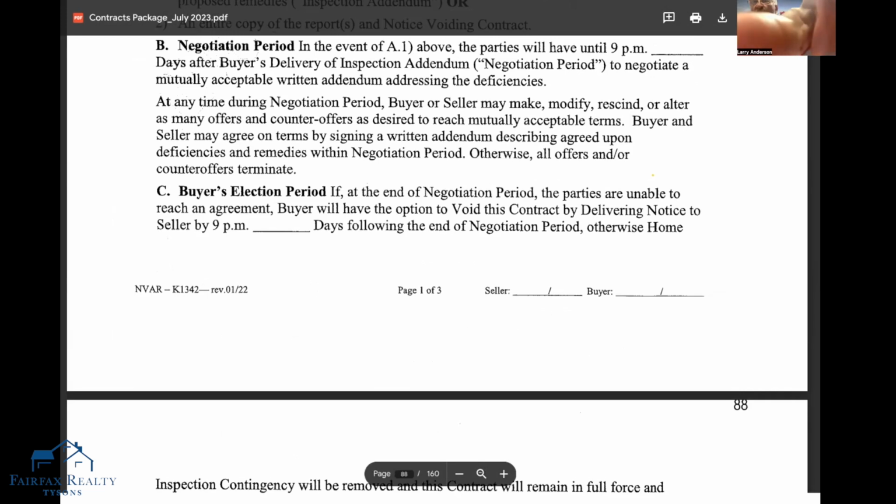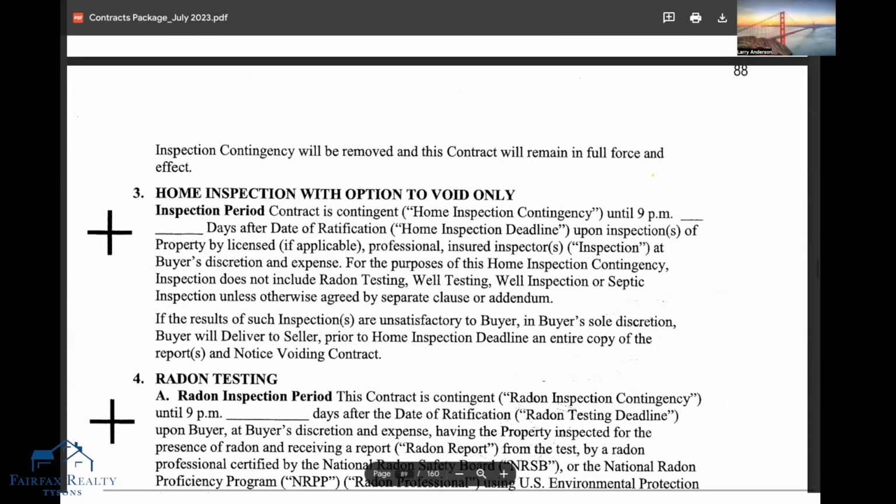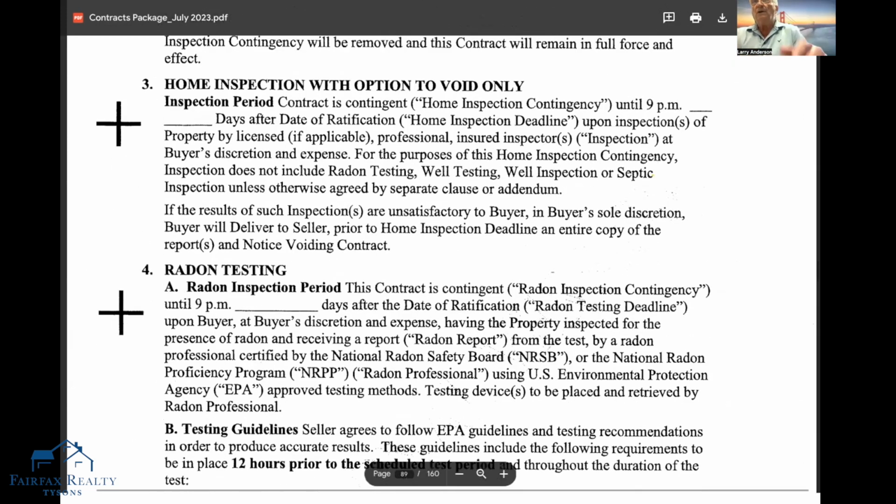Hearing no questions, let's go into home inspection with option to void only. And we see this quite often. 9 p.m. days after date of ratification. If I'm a listing agent, I want this to be a very short period of time. Very short period of time.